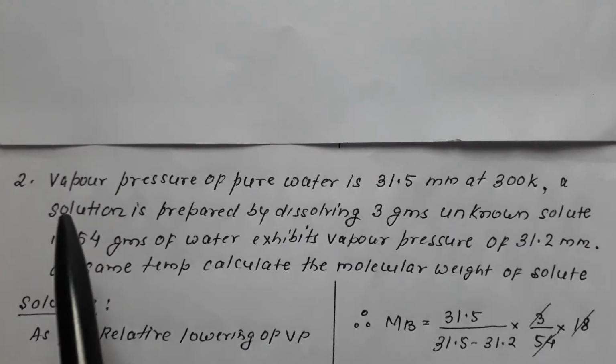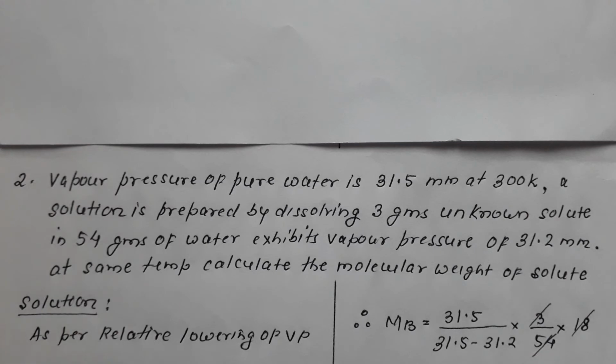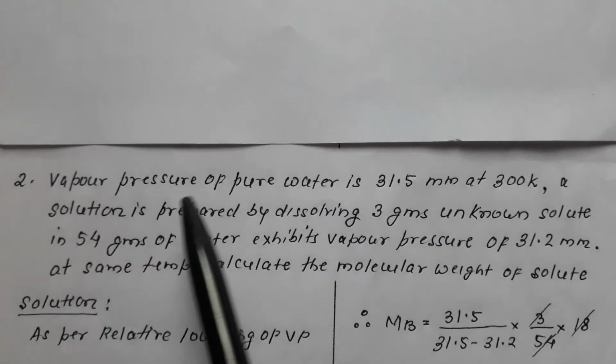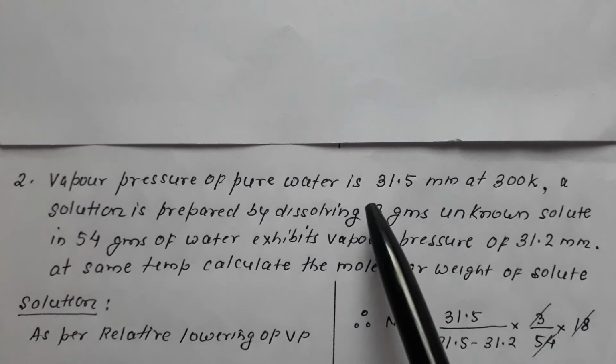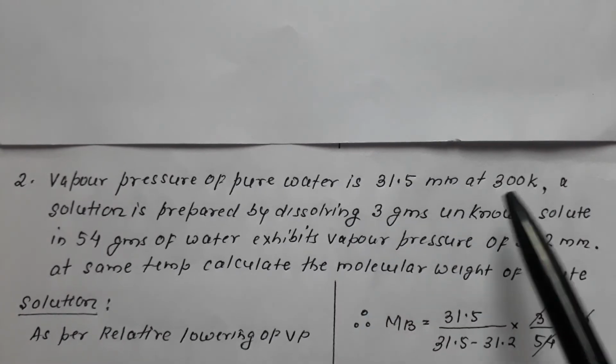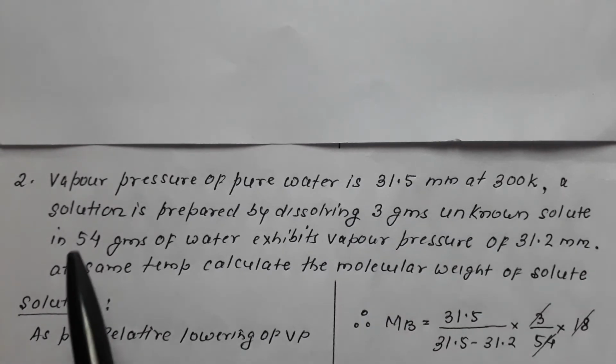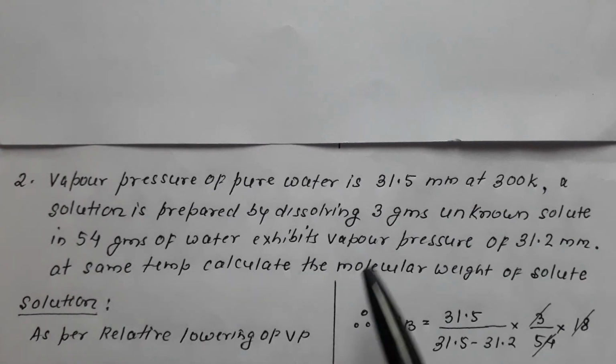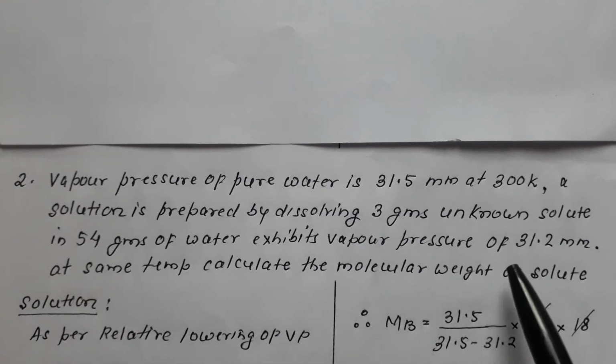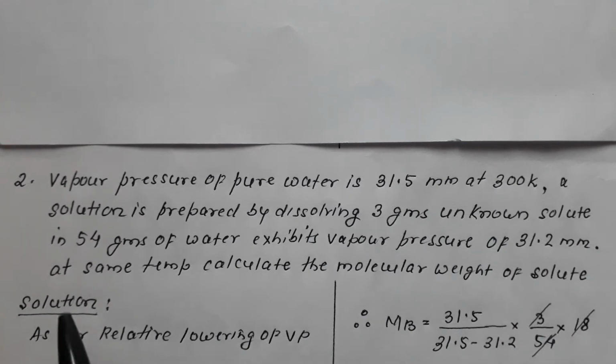Now let us deal with one more numerical based on relative lowering of vapor pressure. The question goes: the vapor pressure of pure water is 31.5 mm at 300 Kelvin. A solution is prepared by dissolving 3 grams of unknown solute in 54 grams of water, and it exhibits a vapor pressure of 31.2 mm at the same temperature. Calculate the molecular weight of the solute. So how could this question be solved?